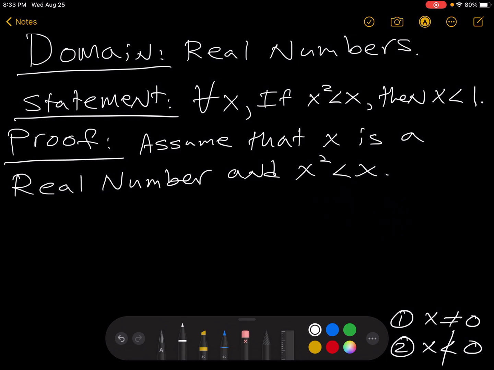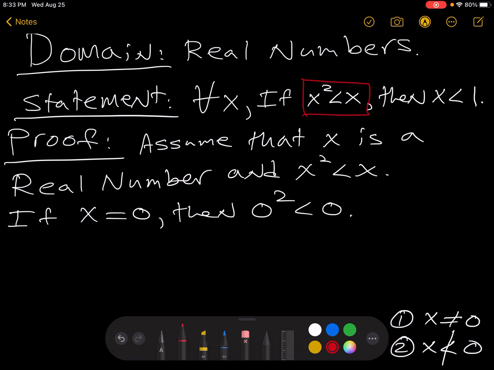Okay, so to do this, we're going to say, well, what happens if x does equal 0? If x equals 0, then 0 squared is less than 0. Remember, this is our assumption. Why do we get to assume this? Remember, we're proving a statement of the form P implies Q. If P is false, then it's true anyway, so we may as well assume it's true.